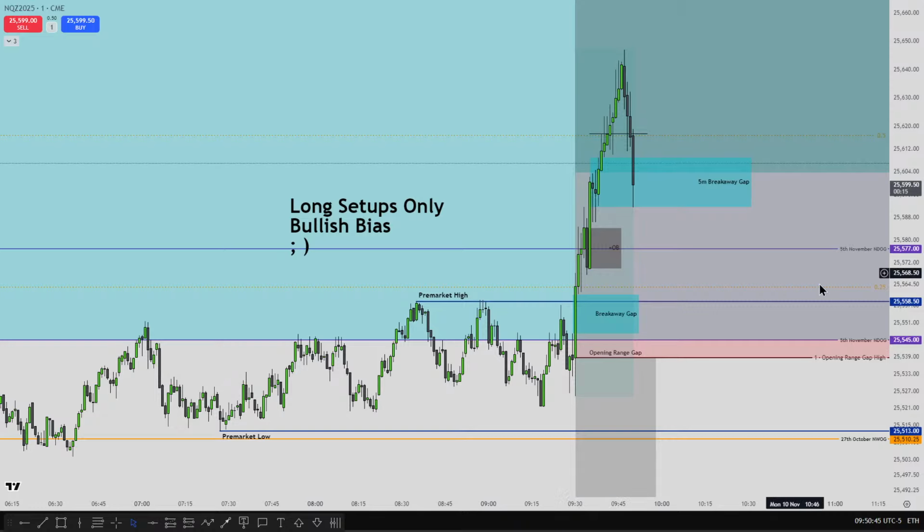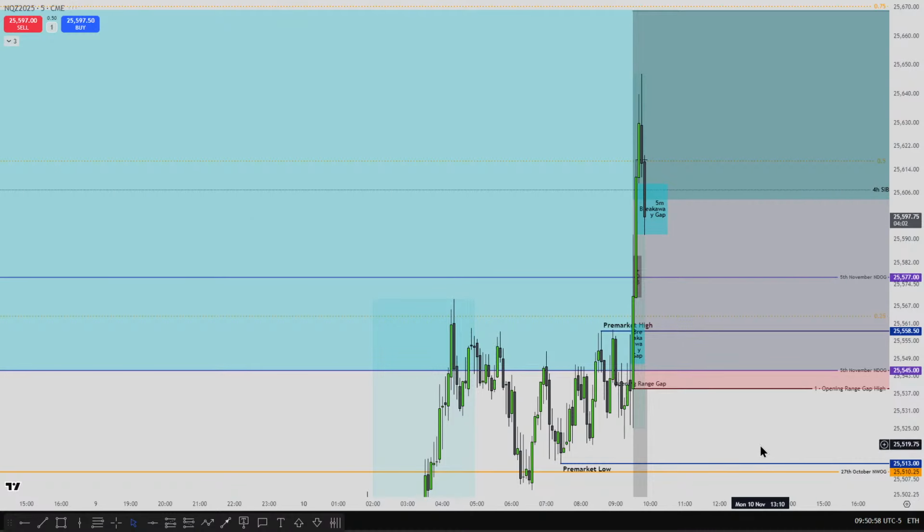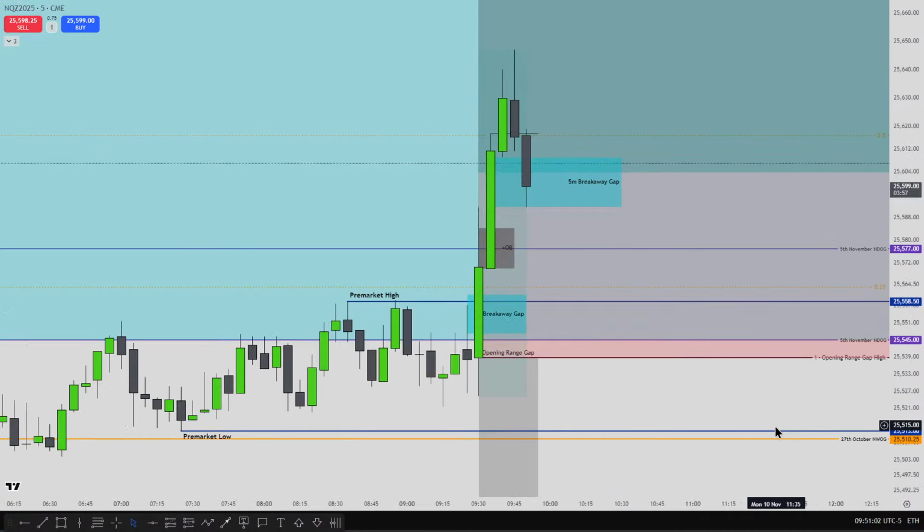See, this 1-minute order block holds up. What's that blue drawing where the breakaway gap formed on its CE? I don't know what you're talking about.